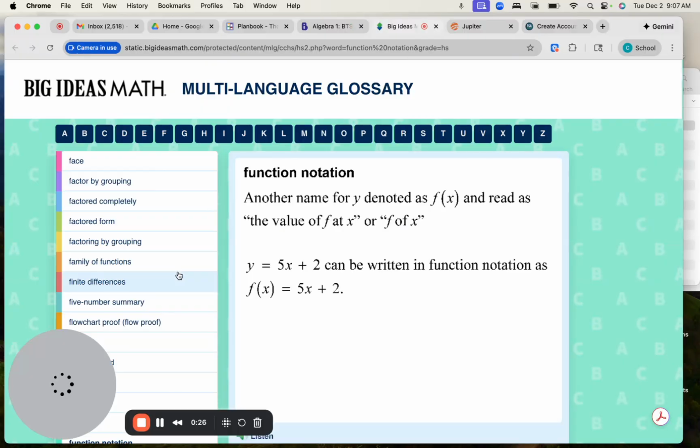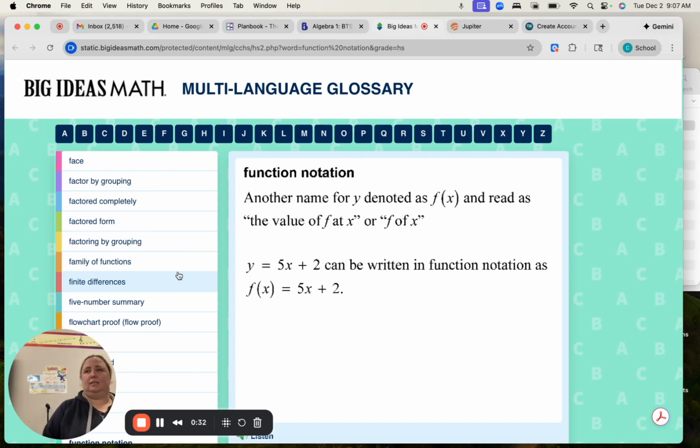If you look at it, here's the definition. It's another name for y. Instead of you seeing the variable y, you're going to see f of x. See the little f with the parentheses x? That's telling you the function of x, or the value of f at x.